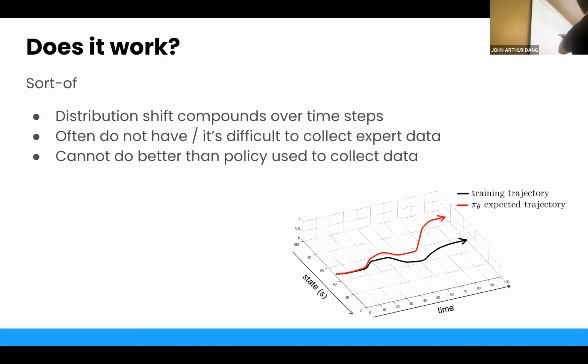And another downside of this is that you can't actually do better than a policy that was used to collect that data. So if you are cloning human behavior, you're not going to get a self-driving car that drives safer, that drives better than humans, because you're just, at best, assuming you have perfect data, going to do just as good as humans and no better. So this is not going to suffice for us.